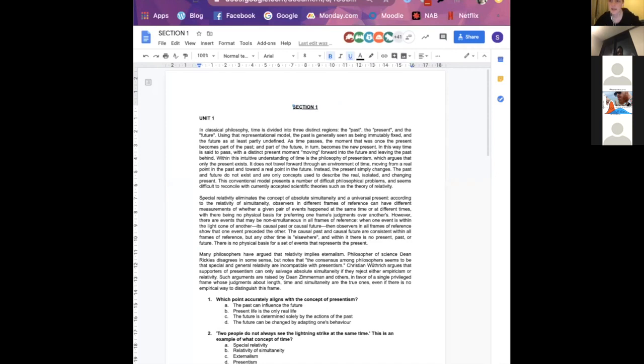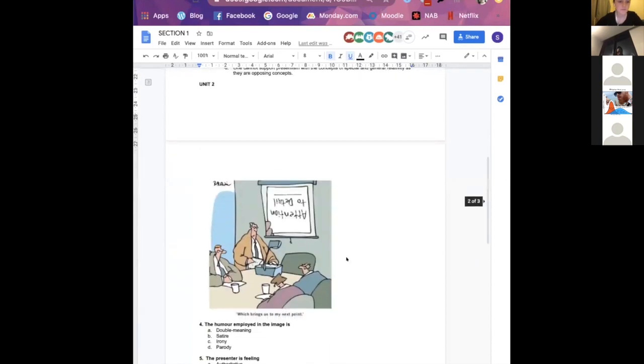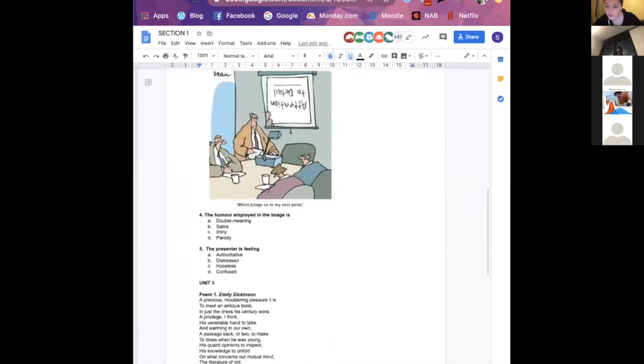But overall, it looks like you guys understood the text pretty well, which means that while you were reading the text, you were able to understand what it was talking about and understand the links between past, present, future, and different philosophical theories or approaches to the past, present, and future. So that's really awesome.